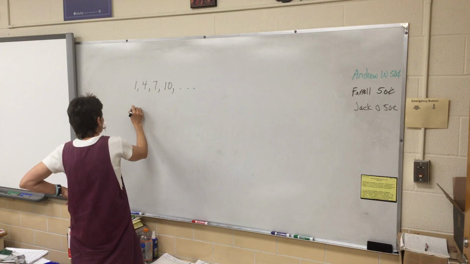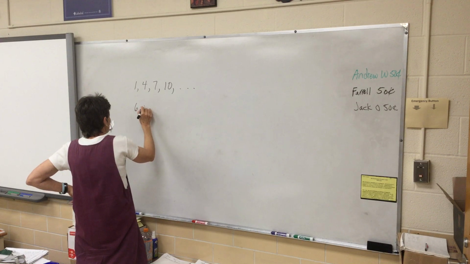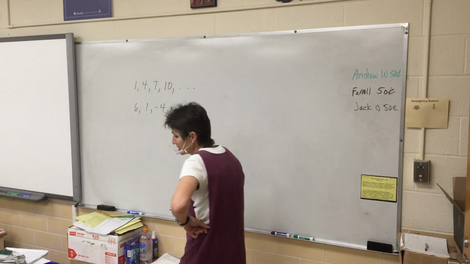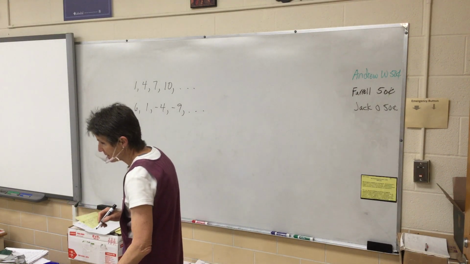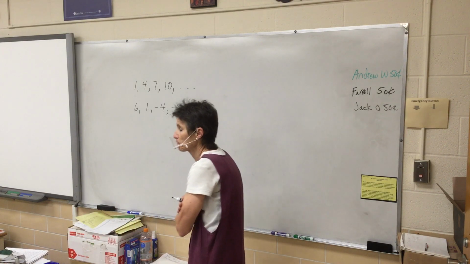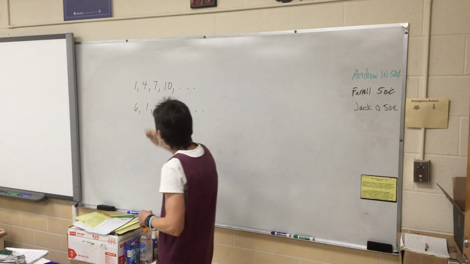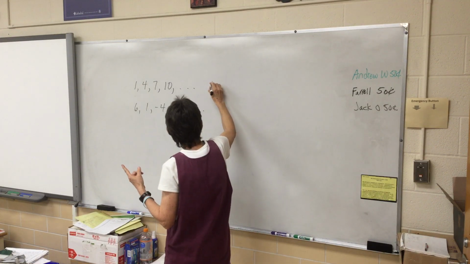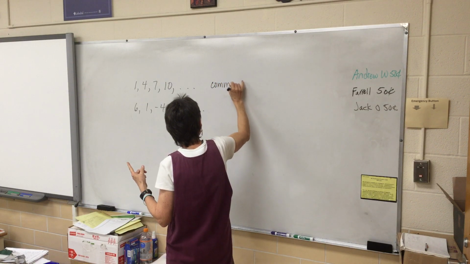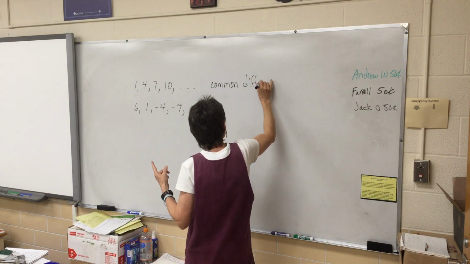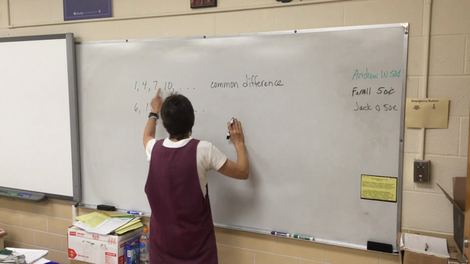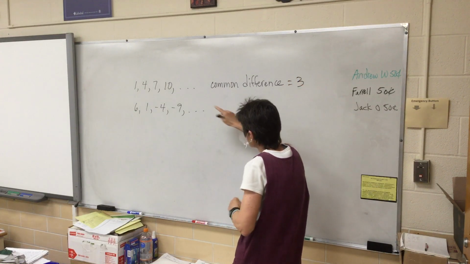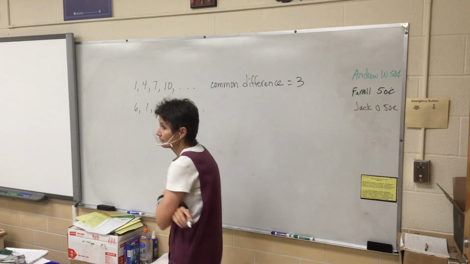Here's another example. 6, 1, -4, -9. Those are arithmetic sequences. What can you tell me about those sequences? How am I getting from term to term here? I'm adding 3. That 3 is called the common difference. Meaning that if you take 10 minus 7, 7 minus 4, 4 minus 1, you always get the same number. So for this one, the common difference is 3.